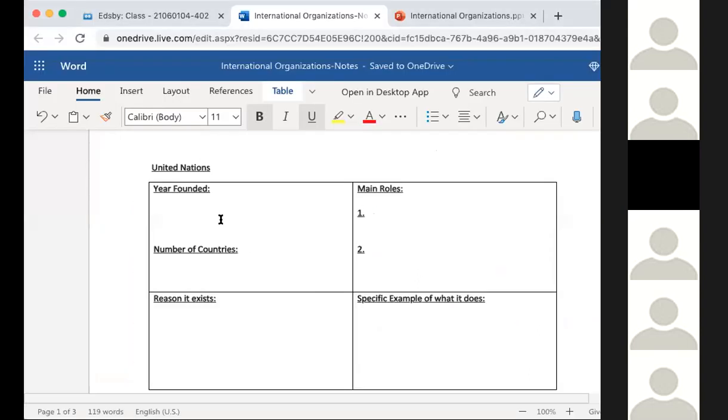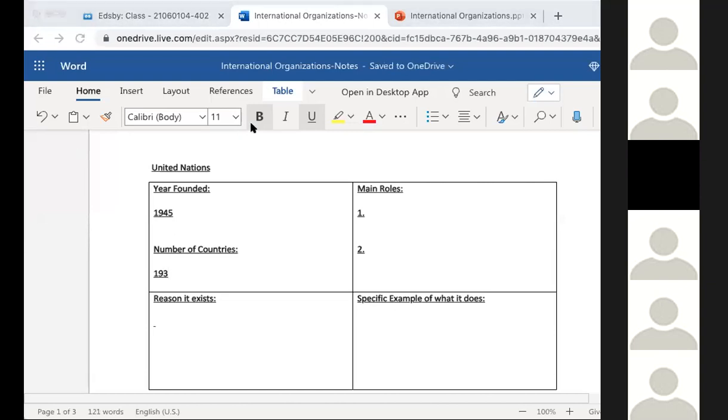When was this organization founded? 1948. 1945. What year? One person at a time. 1945. What year was it founded? 1945. So you would put 1945. How many countries does this organization currently have? 193. Did it also say the reason that it exists in that opening paragraph?